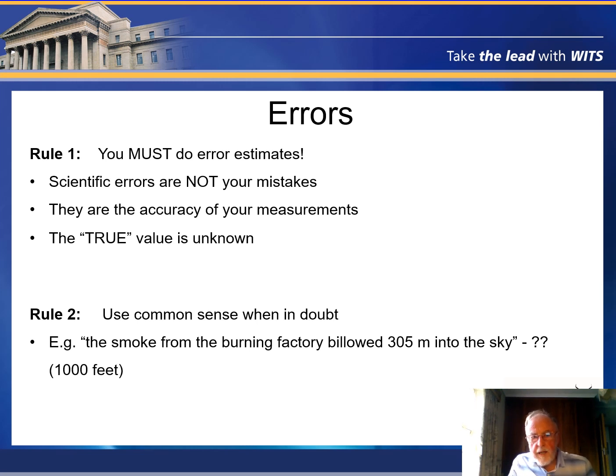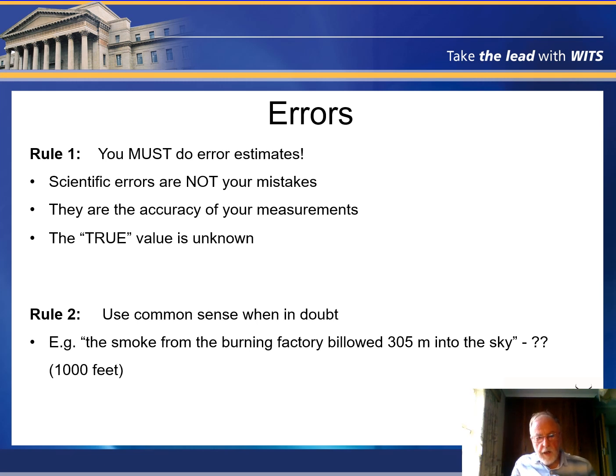So here are two very basic rules. Rule one, firstly, you must do error estimates. You must have some idea of the accuracy of your results and report that value. As I said, scientific errors are not your mistakes. They're the accuracy of your measurements, and the true value is unknown. You can't look it up in a textbook because there isn't a textbook. These are new measurements, presumably, if you're doing research. Nobody's ever done them before, and so it's up to you to give an idea of how reliable the value is.